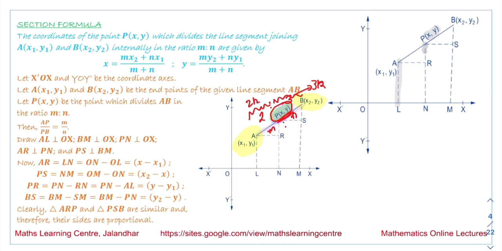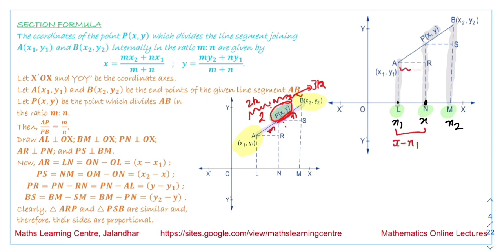We have drawn this perpendicular from P and this perpendicular from B, and the points where these perpendiculars meet the x-axis are L, N and M. These are the 3 points. So what is this point L? Basically it is x1. The coordinates of x we are talking about, this is x, and this will be x2. So this length over here will be x minus x1.